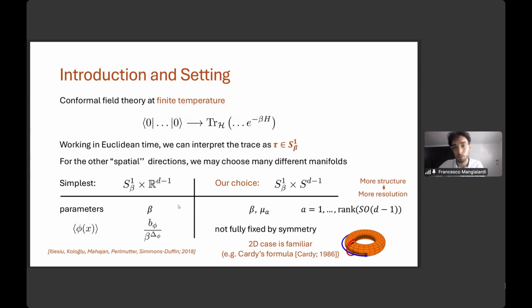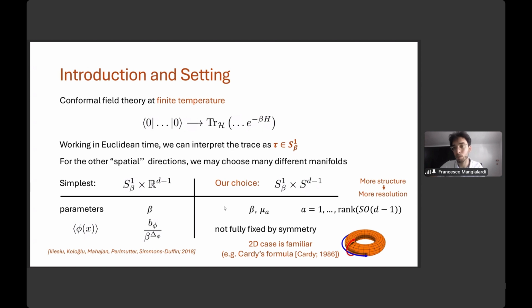Another very natural choice, which is the one we will do for the rest of the talk, is the one where also the spatial directions are compactified on a sphere. In this case, the parameters that describe the geometry are more, as we can allow also for twists along the sphere. And so we have a temperature and then some chemical potentials. This additional structure means that the one-point functions in this case are not fully fixed by symmetry. So in some sense, the theory is more complicated to analyze.